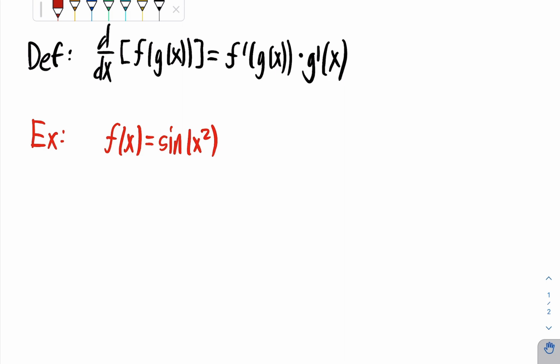So we need to take the derivative of the outer function. The derivative of sine is cosine. So f prime of x is going to be cosine of x squared, but we also need to multiply this by the derivative of the inside function, which is 2x. That's an example that we have there.